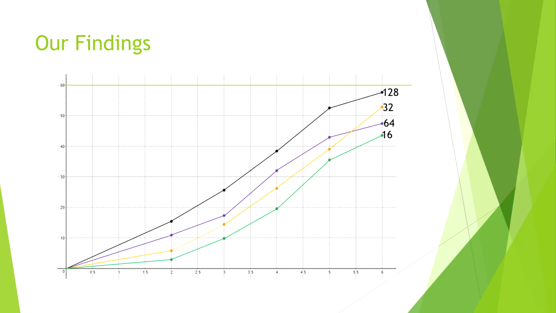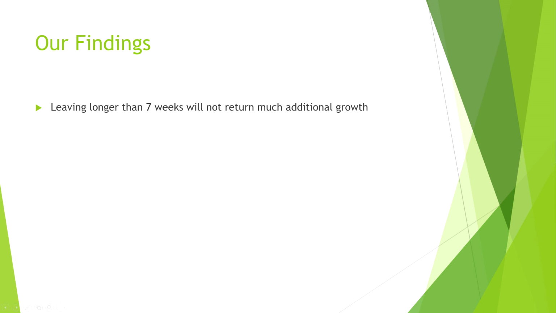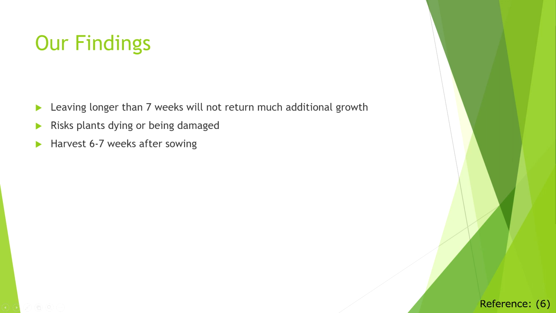Looking at population density of 16 plants and over, as mentioned before, the yield tends towards a value of around 60 grams. After 6 weeks, all these points are within 30% of this maximum, and after 7 weeks the yield looks as though it will be within 20% of this. Leaving the barley to grow after this point will not return much additional growth, but risks plants dying or being destroyed. Therefore, it is best to harvest the barley between 6 and 7 weeks after sowing. Our research suggests that barley is typically harvested after 40 to 55 days, which validates our results.